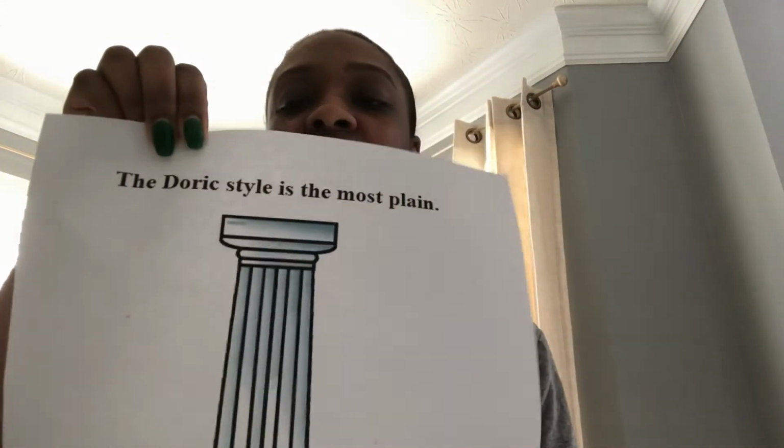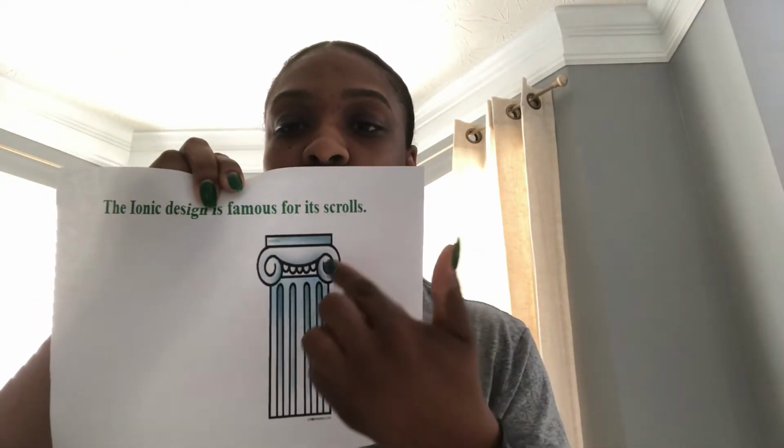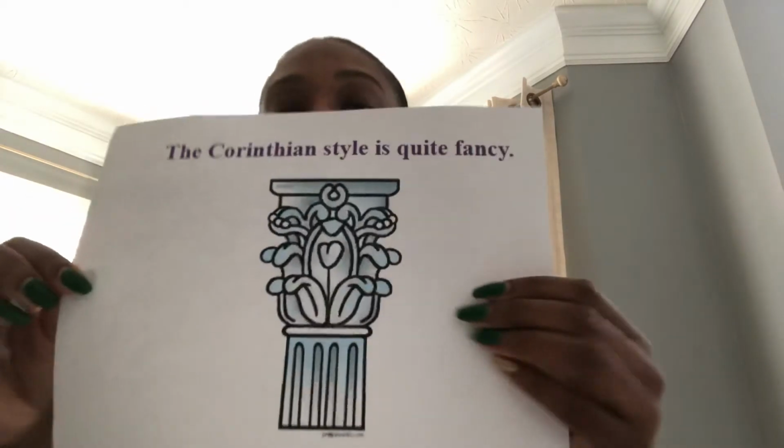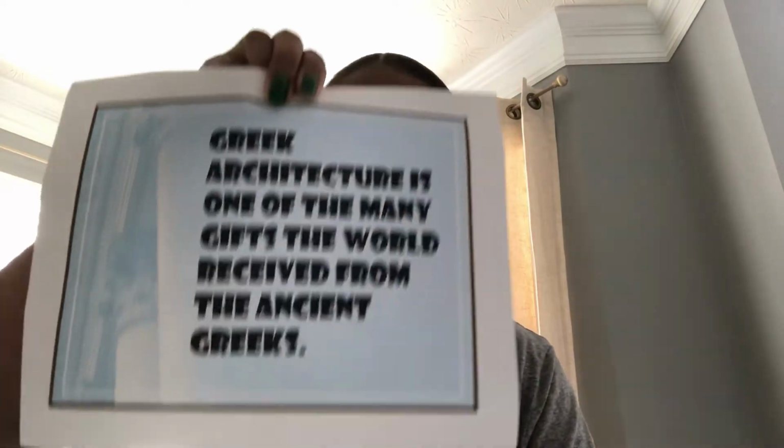The Doric style is the most plain, okay? The Ionic design is famous for its scrolls. So these will be scrolls, those little things right there. That will be the scroll. The Corinthian style is quite fancy. So it's more elaborate. It has a lot more details. Greek architecture is one of the many gifts the world received from the ancient Greeks.